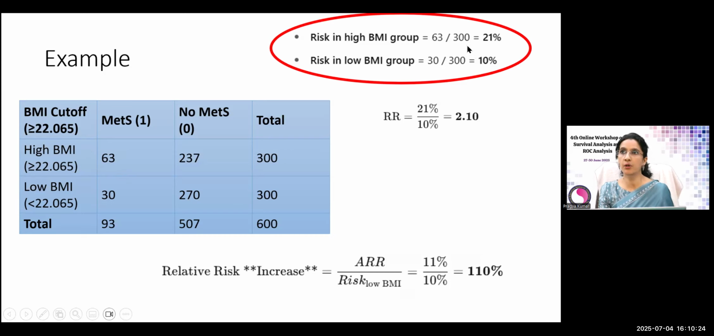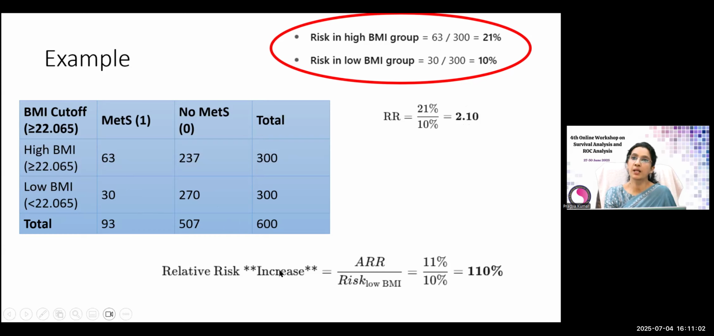Similarly, what will be the risk in the low BMI group? In the low BMI group, it will be 30 divided by 300, so it will be 10%. So your relative risk will be the risk in the exposed, exposed here being the high BMI group, and the risk in the non-exposed, non-exposed meaning the low BMI group. So this is 2.1. That means the risk of metabolic syndrome is 2.1 in people with high BMI as compared to low BMI.